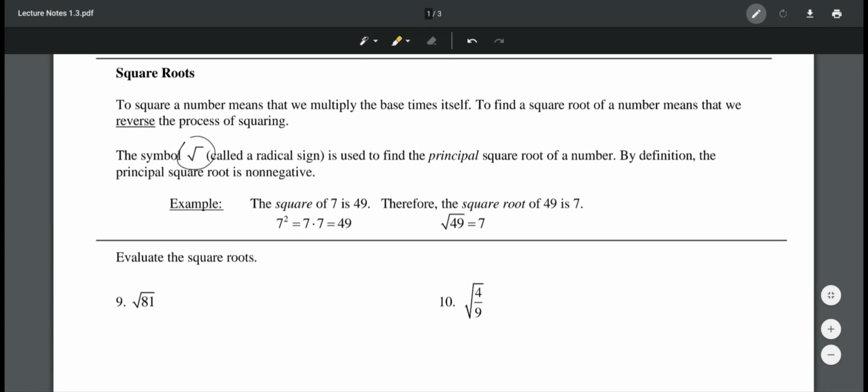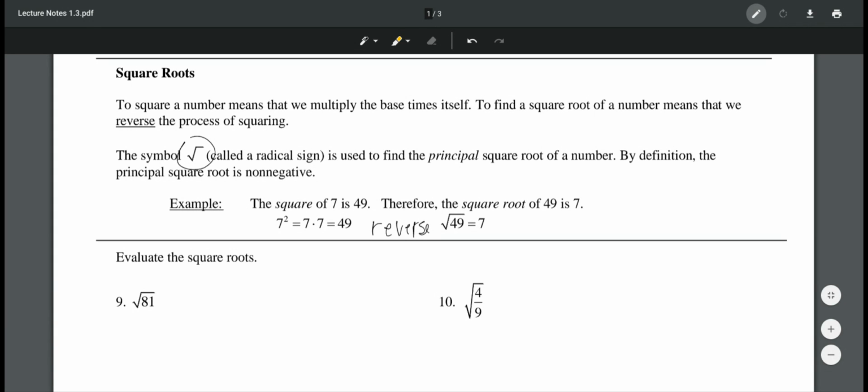So the square of 7 is 49. So 7 squared is 7 times 7, which is 49. Well, when you reverse the order and you take the square root of 49, you get 7.